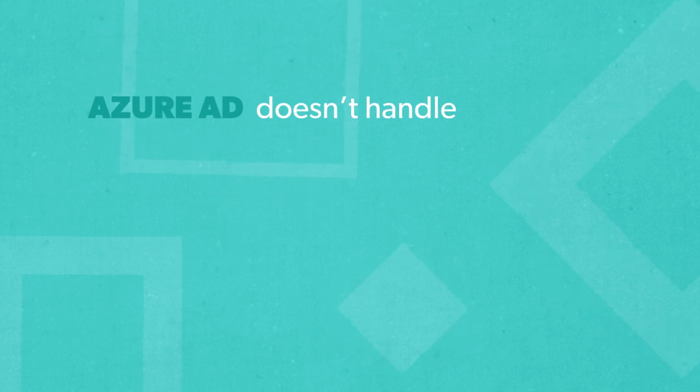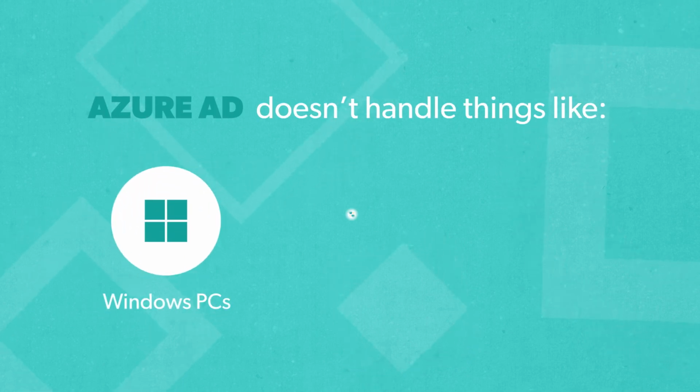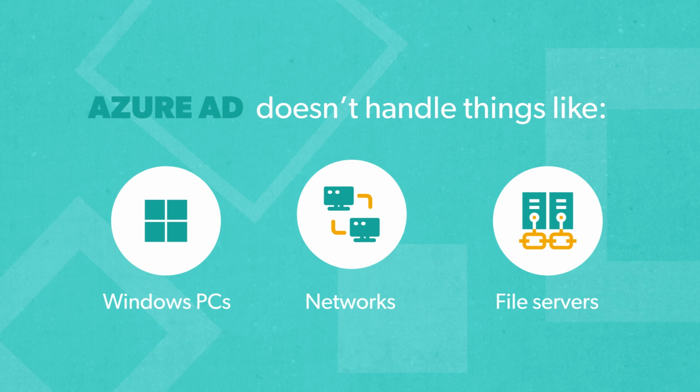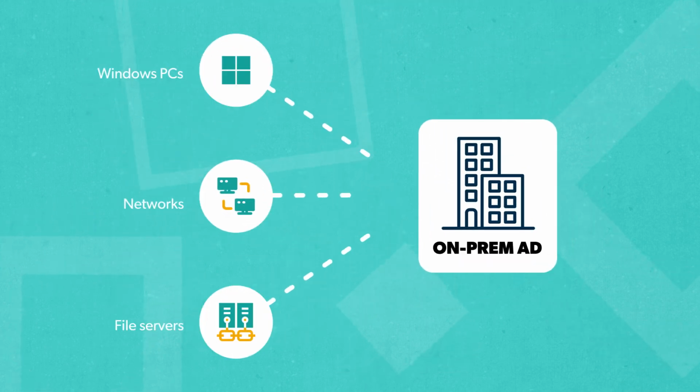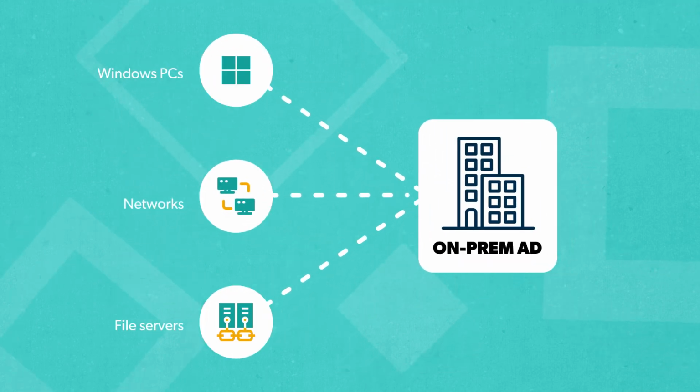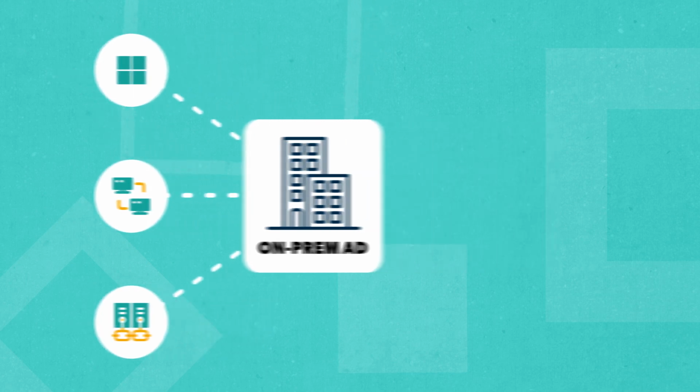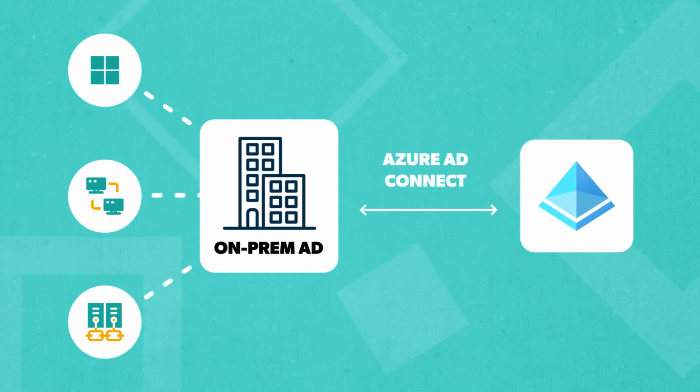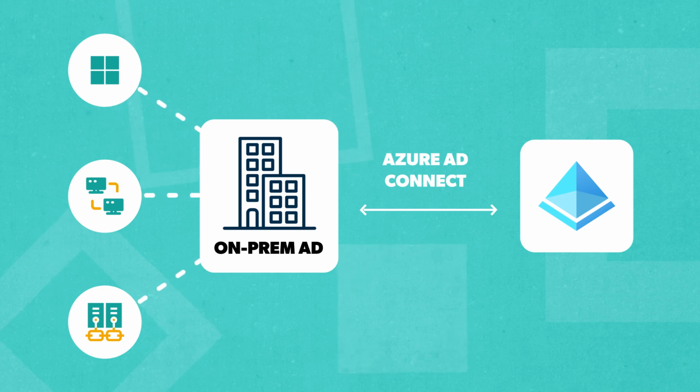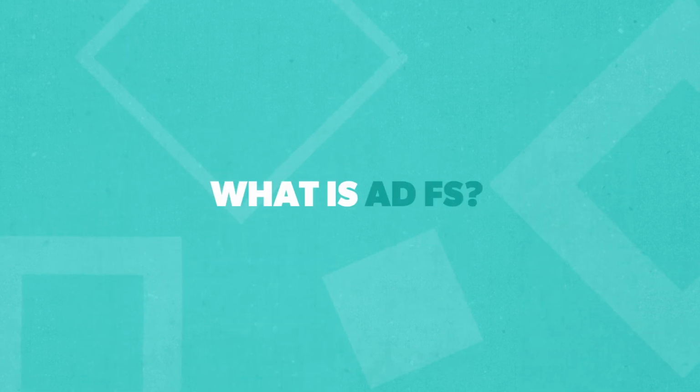Azure AD doesn't handle things like Windows PCs, networks, or file servers. For that, you'll need on-prem Active Directory. If you have a cloud-based organization, you'll also need a middleware called Azure AD Connect to link your on-prem AD with Azure. So what about ADFS?